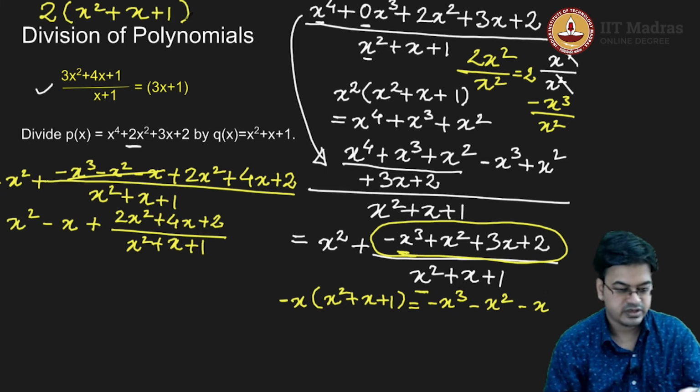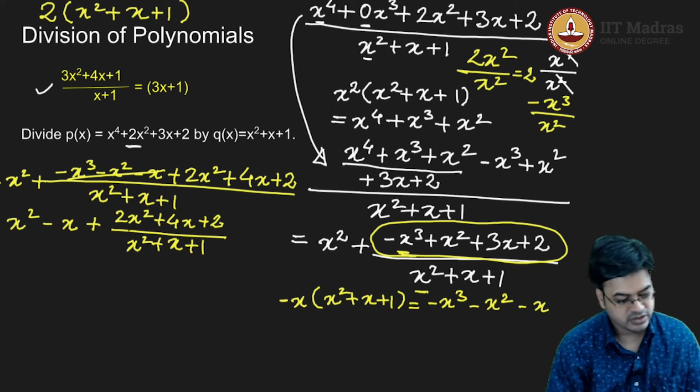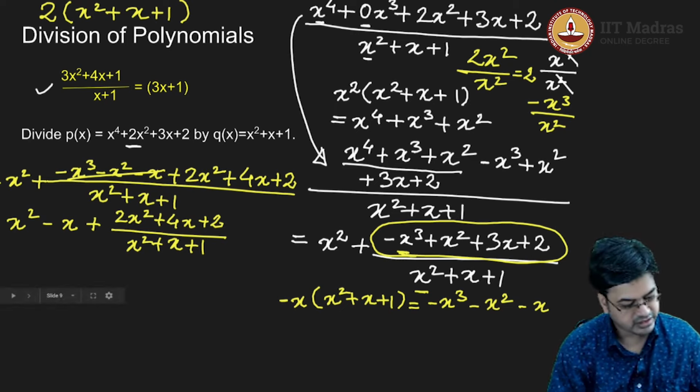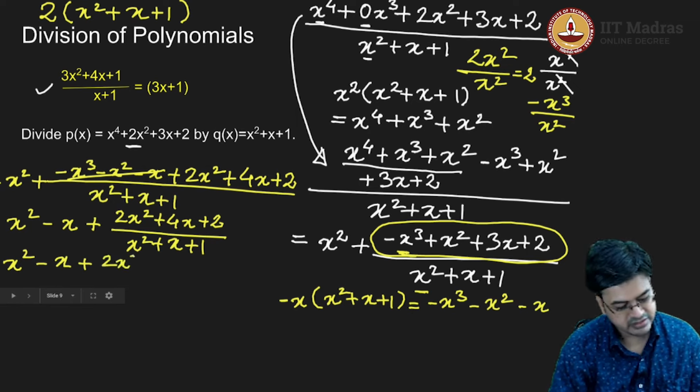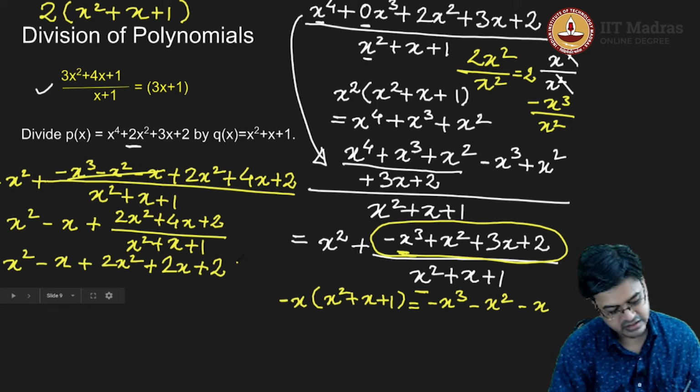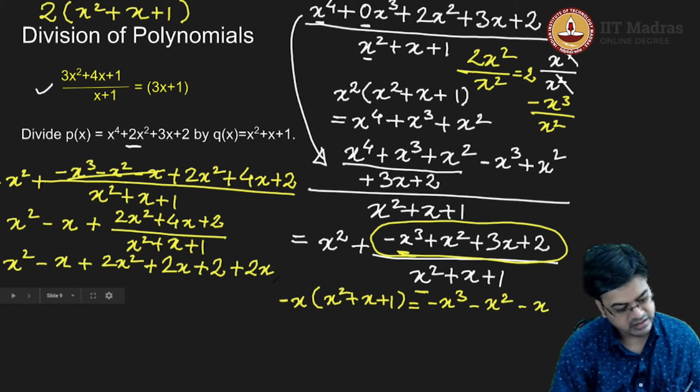So in this case what you will get is 2x square plus 2x plus 2, of which 2x square is already there. So I will continue over here itself, x square minus x plus 2x square is already there, so let it be 2x square plus 2x. Over here there is plus 4x, so I can split 2x over here, plus 2x plus 2, so that will again come plus 2 as it is here. So what is remaining now is 2x upon x square plus x plus 1.